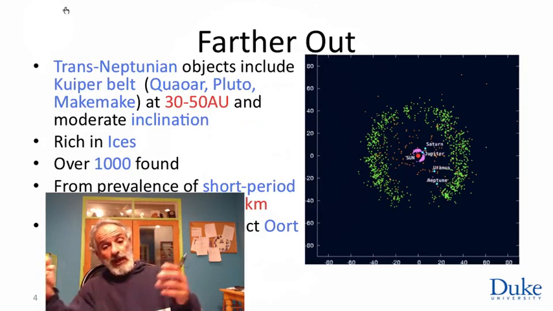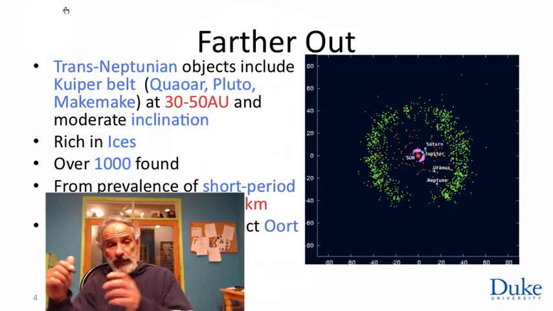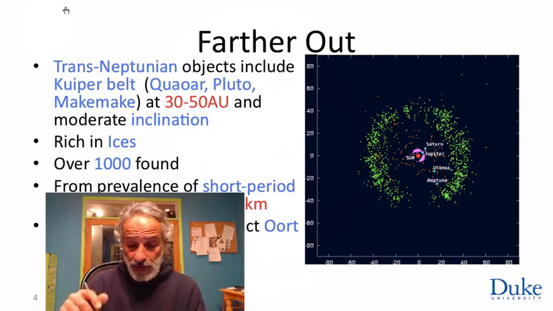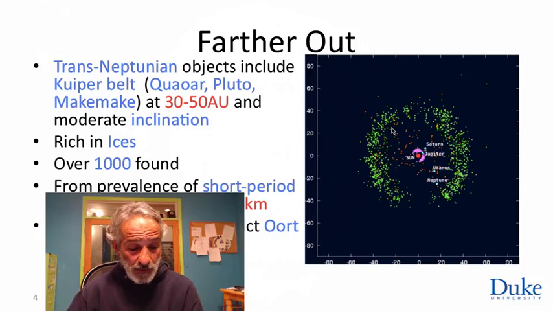Farther out, there are more objects. There are objects between the orbit of Jupiter and Neptune. Those are called centaurs. And beyond Neptune, we have trans-Neptunian objects. They include the Kuiper belt. Here's a display of known Kuiper belt objects, of which over 1,000 are known.